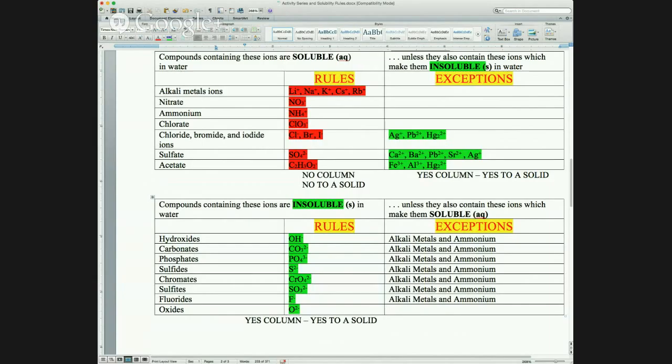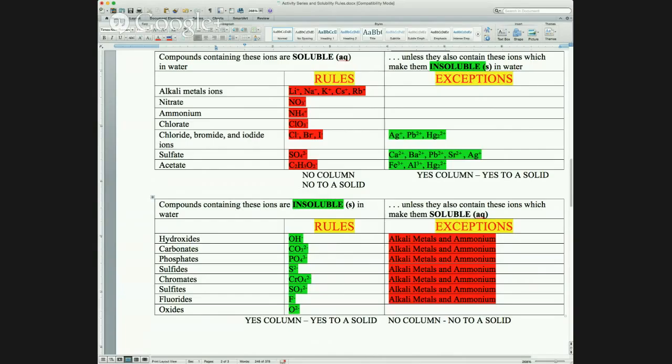Okay. Over here, though, soluble means it dissolves in water. Okay. These are all no. Alkali metals and ammonium. Here are your alkali metals up here, and here's ammonium, that's NH4 plus. Okay. So this is the no column. No to a solid. Okay, that's what this column is. So you can see they're kind of diagonal from each other.